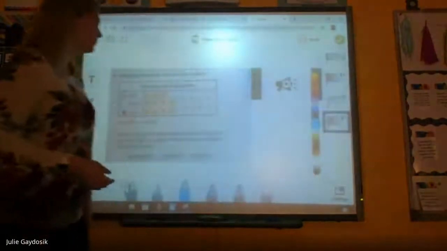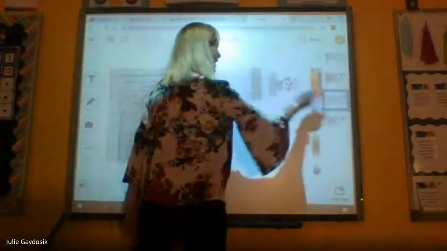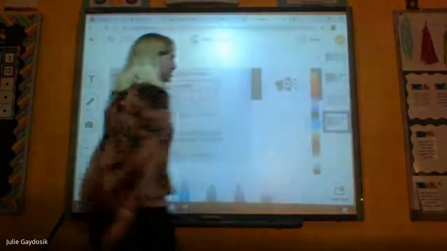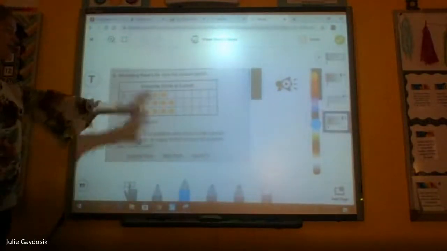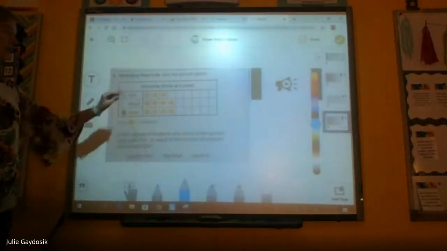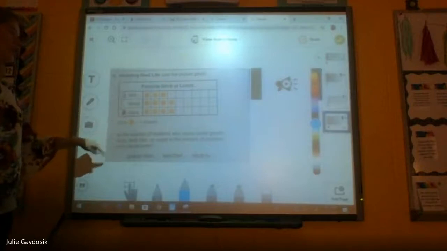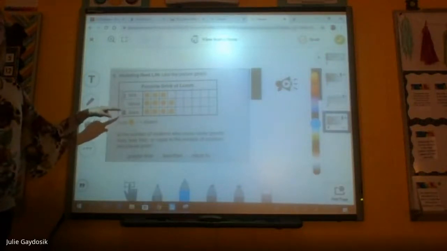Then question number 3, same thing there though. You have the megaphone to read the directions. Megaphone again to read the directions. Exactly what's going on in this picture graph. You need to look at it, and then you're going to answer this question about this picture graph, okay?